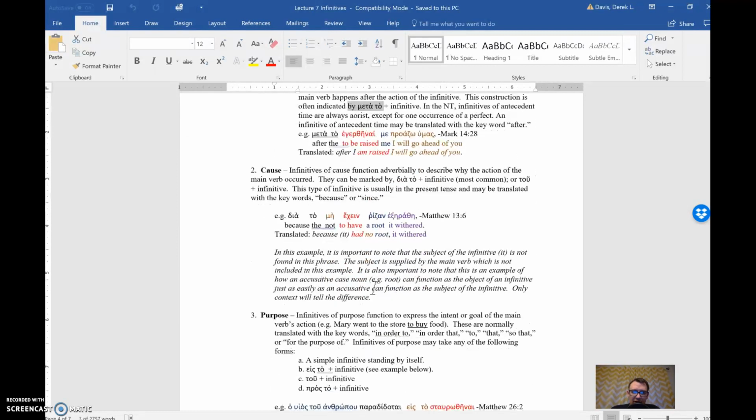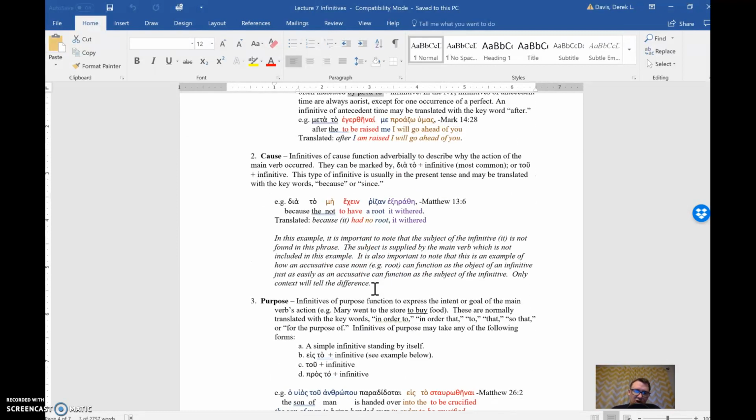All right. The next set that you will look at are cause, and so as you're working through these, think back to what you did with a lot of the nominatives, genitives, and datives as you were translating them.